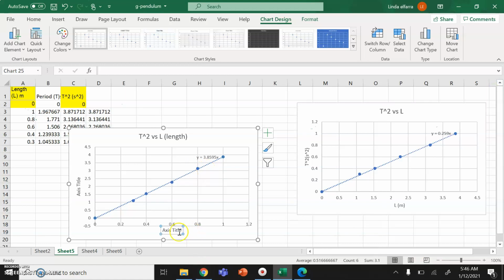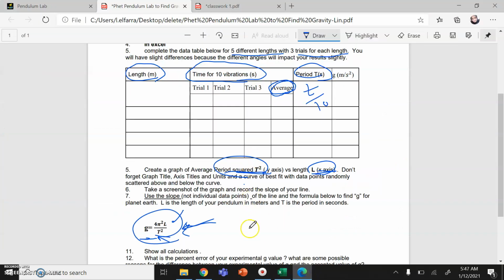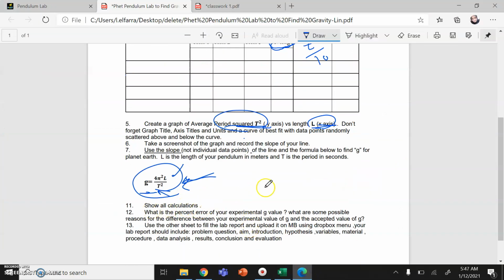Label now the axes. Here, this one is length. You have to write the unit, it's in meter. And this one is T square. I'm squaring the period, so it's in second square. And that's it. You're done with your lab report.